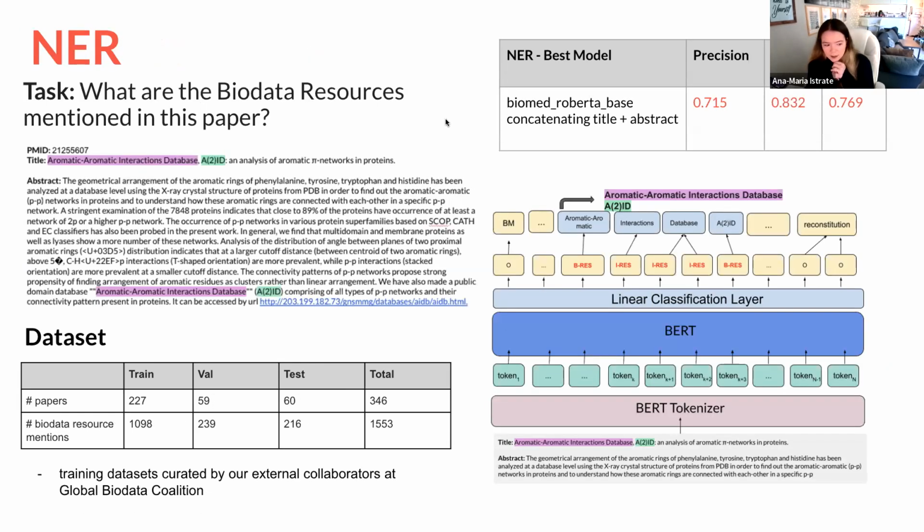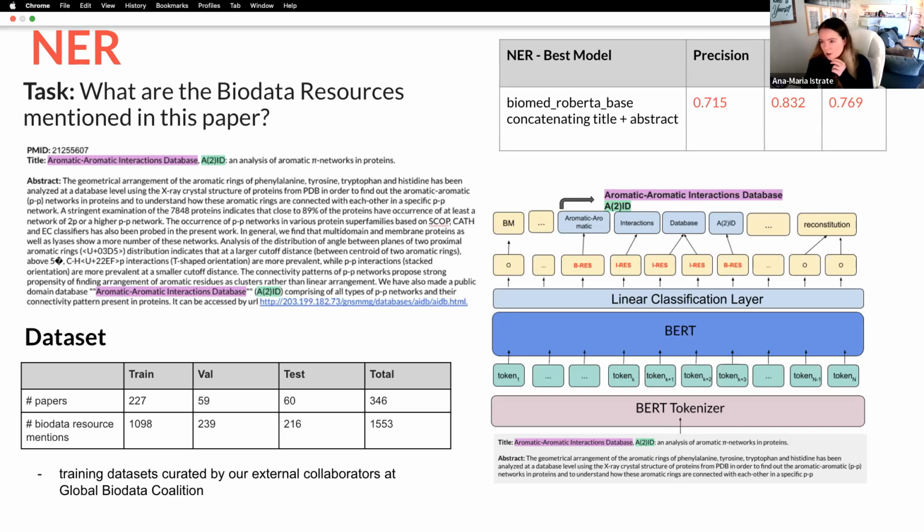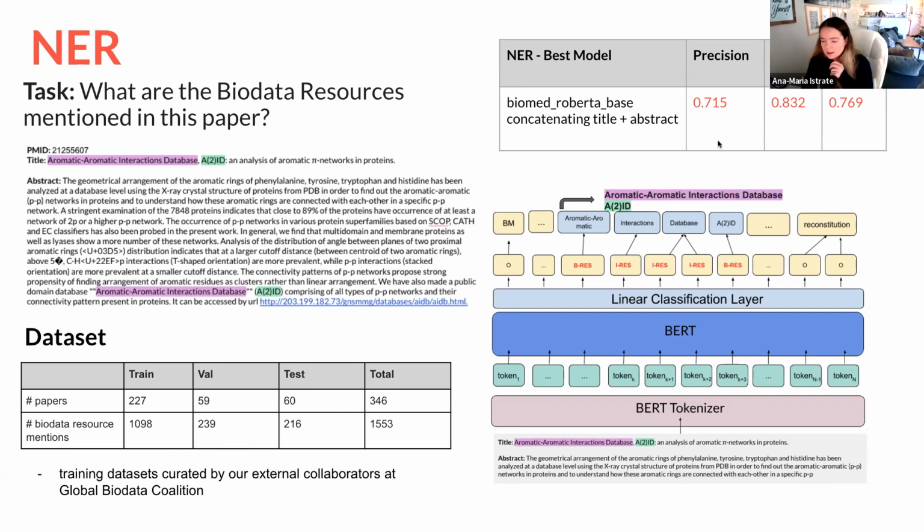For the NER task, our training data set comes from 300 papers covering a total of 1,500 biodata resource mentions. It's similarly curated by our partners. Here the metrics are a little bit on the lower side, and this is the best we were able to get. The best model, which was still a Biomed Roberta model, obtained a precision of 71%, recall of 83%, and F1 score of 76%.